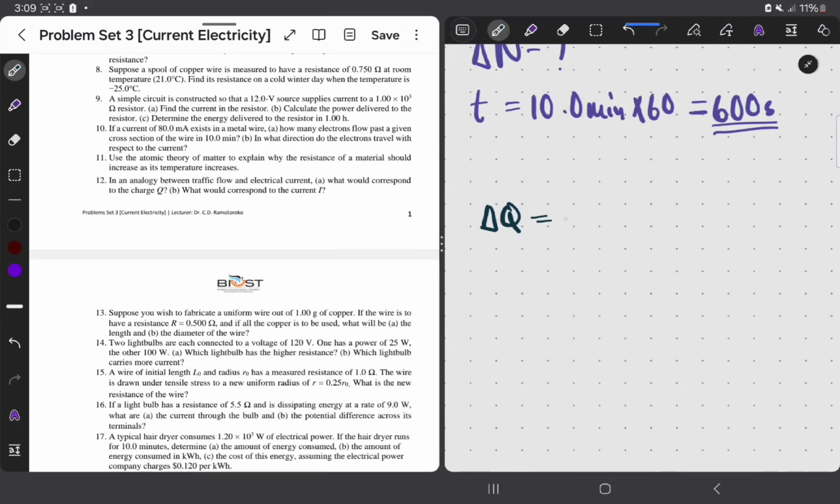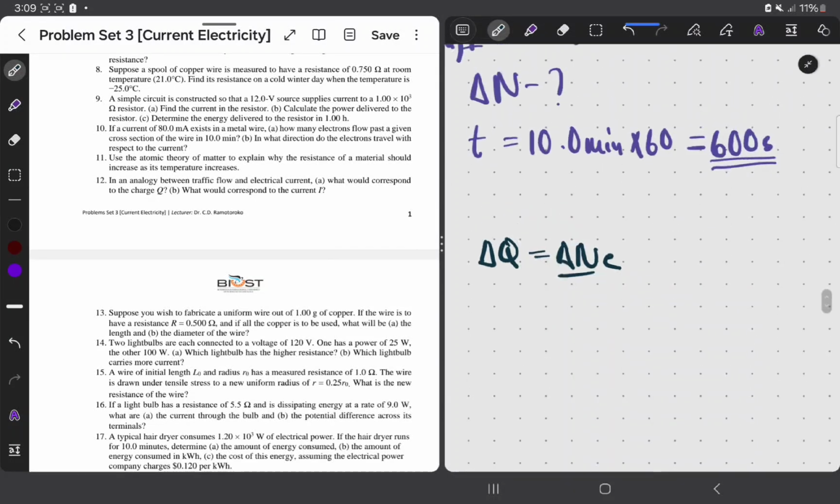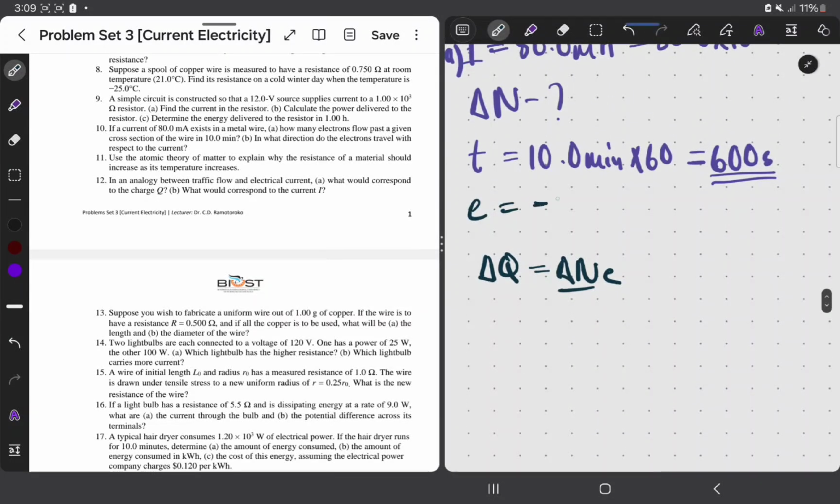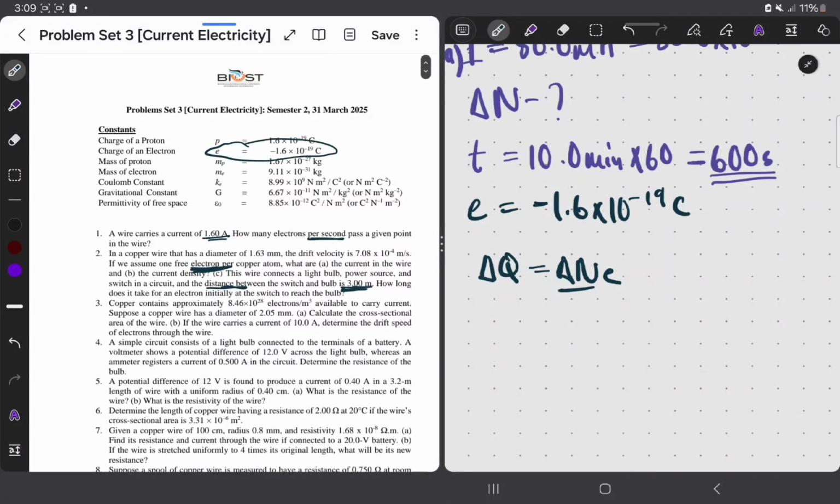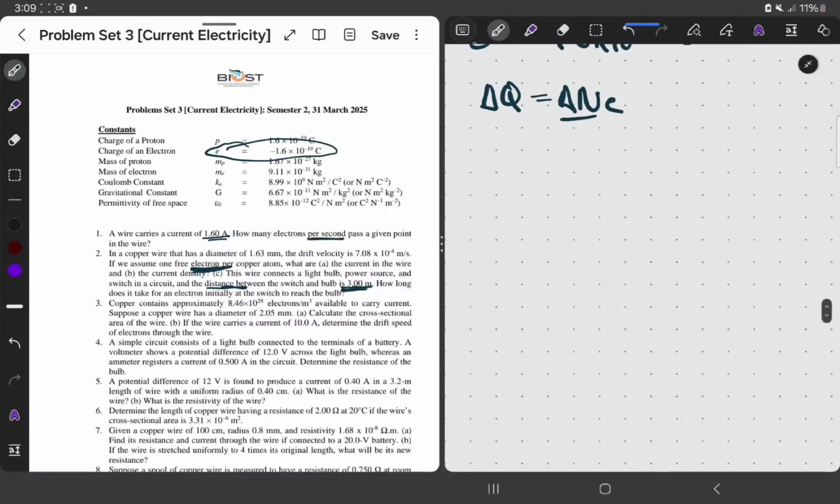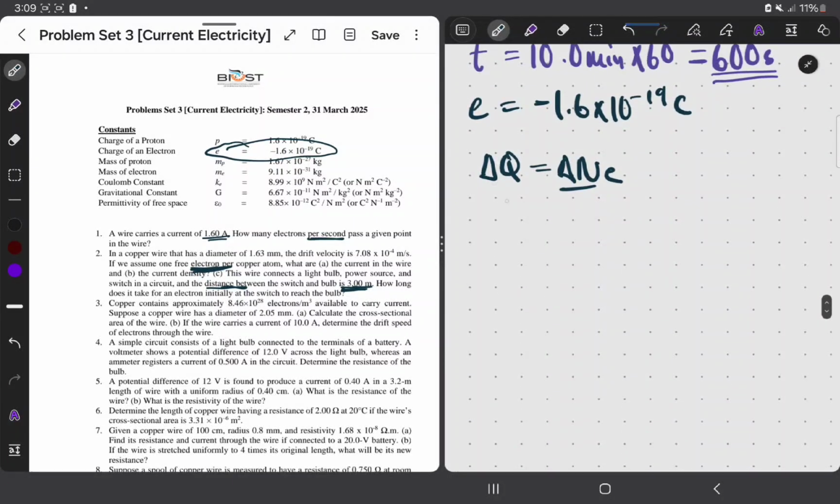Delta Q is equal to delta N times E. So we want delta N, so we need delta Q and E. We know E is a constant, negative 1.6 times 10 to the negative 19 coulombs. You find it in front of your paper. So I need delta Q so that I can find delta N. How am I going to find delta Q?